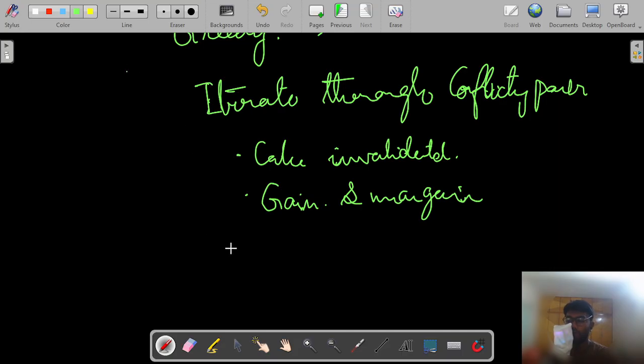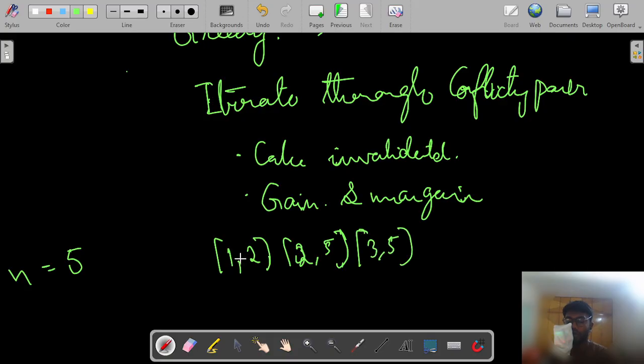Before even understanding how this greedy approach works, I will give you another thought process which can help us approach this solution better. So let's say we are given 1 2, n is equal to 5, and 2 5, 3 5, right? So these are the three conflicting pairs.